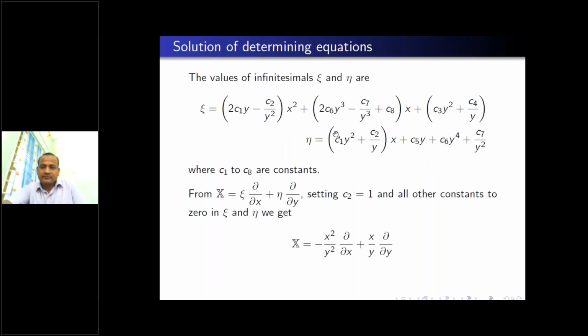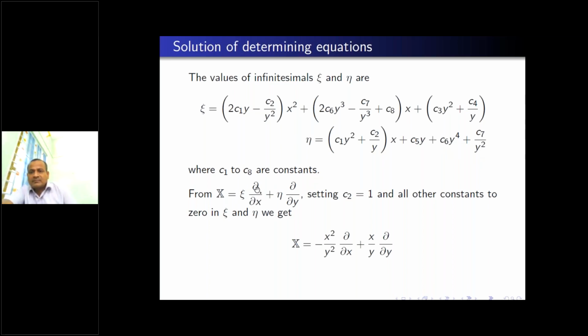So when we actually solve this, we get the value of xi and eta. Xi is equal to 2c1y minus c2 upon y square x square plus 2 c6 y cube minus c7 upon y cube plus c8x plus c3 y square plus c4 y. Eta is equal to c1 y square plus c2 y x c5 y plus c6 y4 plus c7 y square, where c1 to c8 are constant.